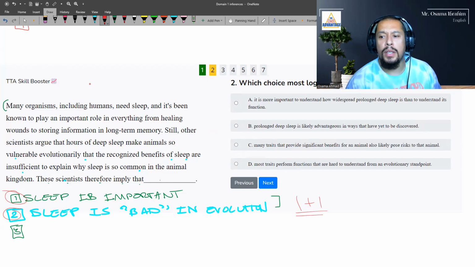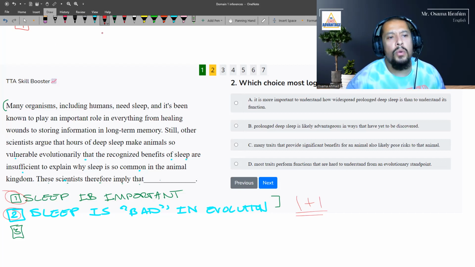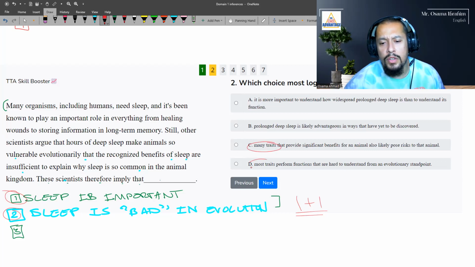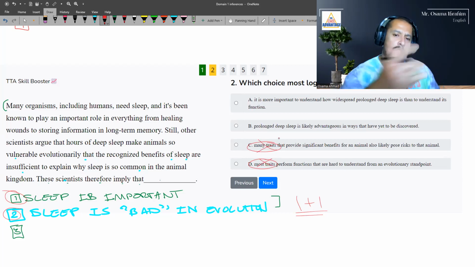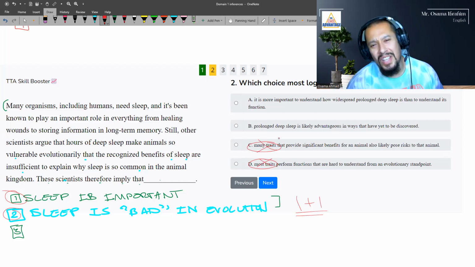Noor, you told me answer A. Why? I did an elimination process, so I think C and D are wrong because they're talking about traits in general, but the passage is discussing sleep. Too vague, too broad. Okay. So we're left with answer A and B.